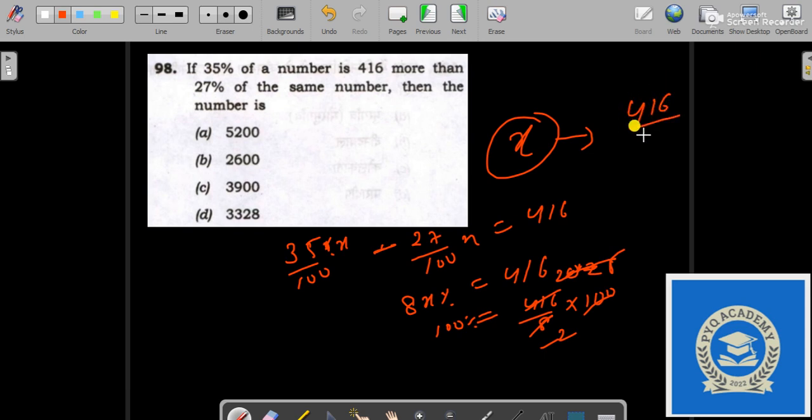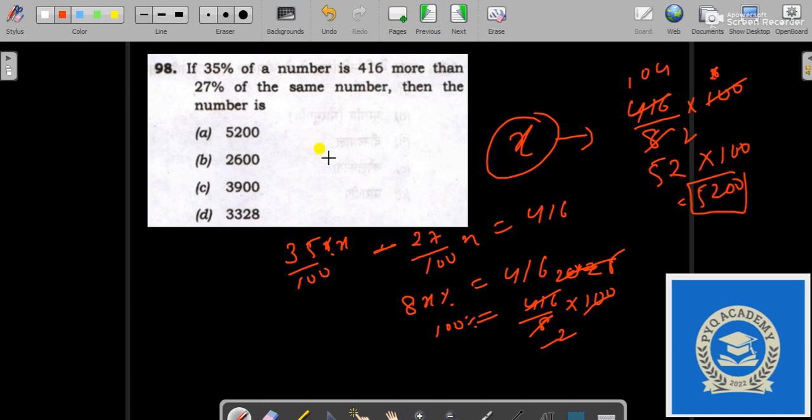416 divided by 8 into 100. So 4 into 8... let's take this, 4 times 40... 5 times 2, then multiplying with 100, it will become 5200. So that is our answer, option A.